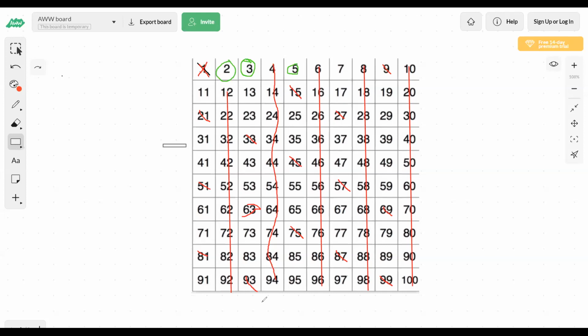So let's do that again, and any number that ends in 5 or 0 is divisible by 5, so we can cross them all off. Okay, next number to look at is 7.